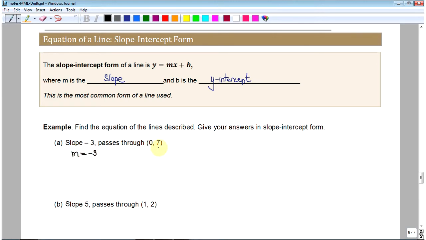And the question is, is this point 0, 7 the y-intercept? Well, if I graph that 0, 7, it is on my y-axis. So yes, that is the y-intercept. Therefore, we can conclude that b is equal to 7. So this becomes an easy problem. The equation of our line then is y is equal to -3x plus 7. And that's it.